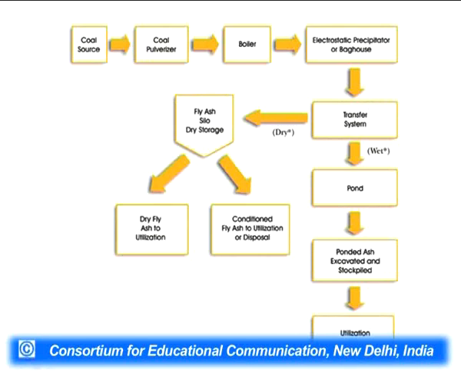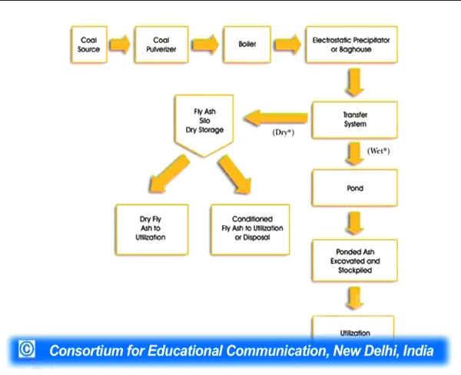Now, how is fly ash formed? This is basically the flow chart of that entire process, and how it can be utilized after formation. You can see it starts from the coal source. Coal is pulverized, or crushed to fine particles, then it goes to the boiler. From the boiler, it is utilized for the production of electricity or any other kind of industrial need. And from there it goes to the electrostatic precipitator.